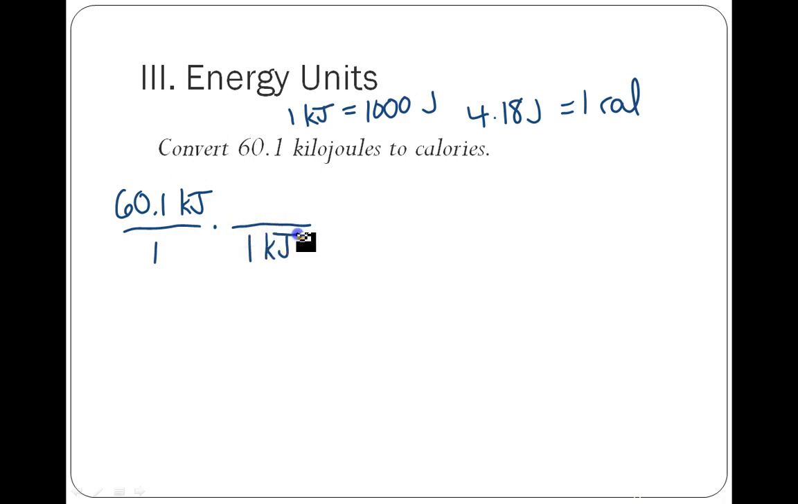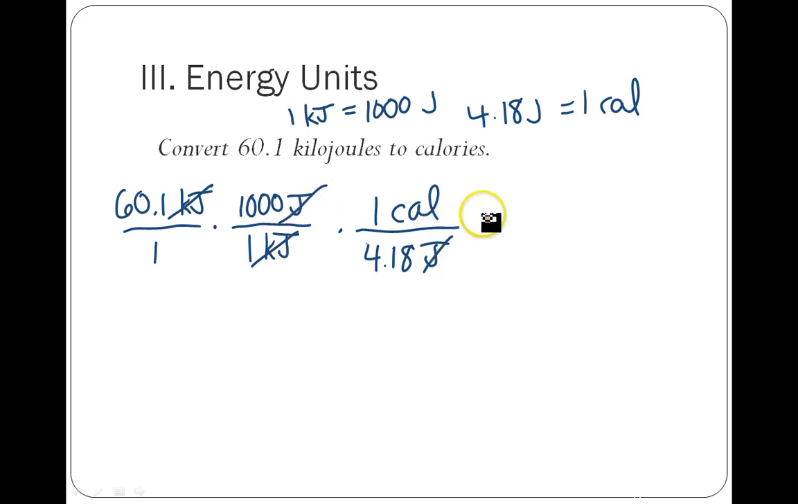So we know that 1 kilojoule is 1,000 joules. So kJ and kJ cross out, and we've got joules now. So we have 4.18 joules and 1 calorie as our next conversion factor, and joules will cancel, and we will just have calories. So in your calculator, you'd type 60.1 times 1,000 divided by 4.18. And what I got was 14,378 calories. Let me double check that. I think that seems right.